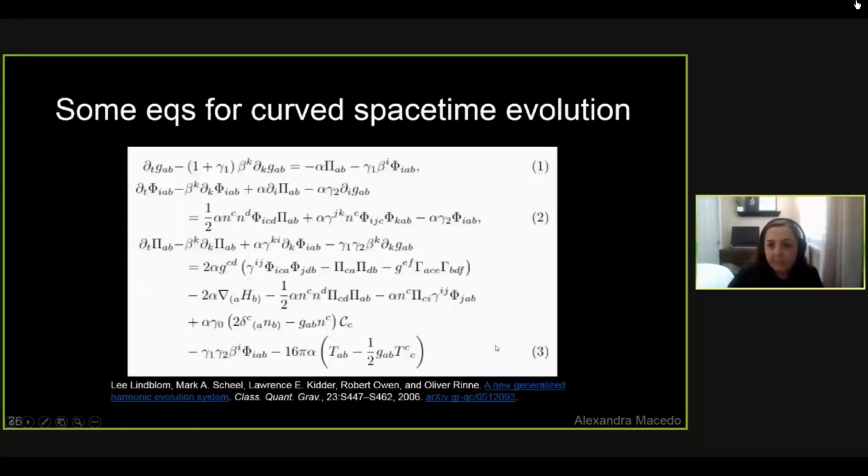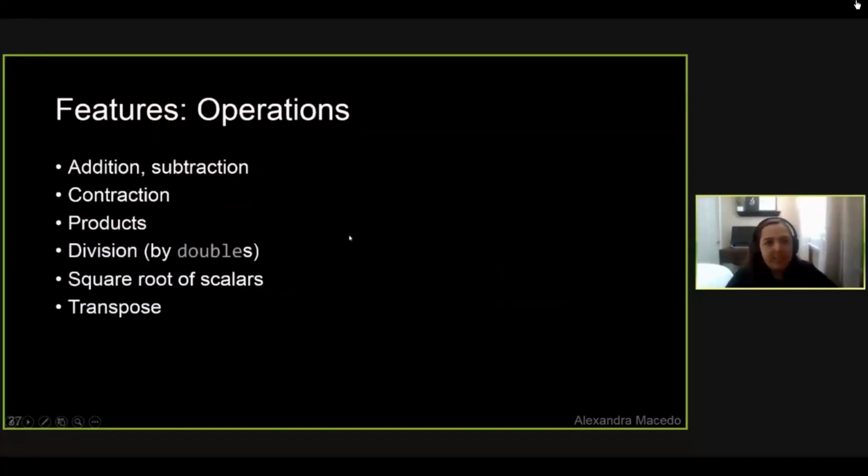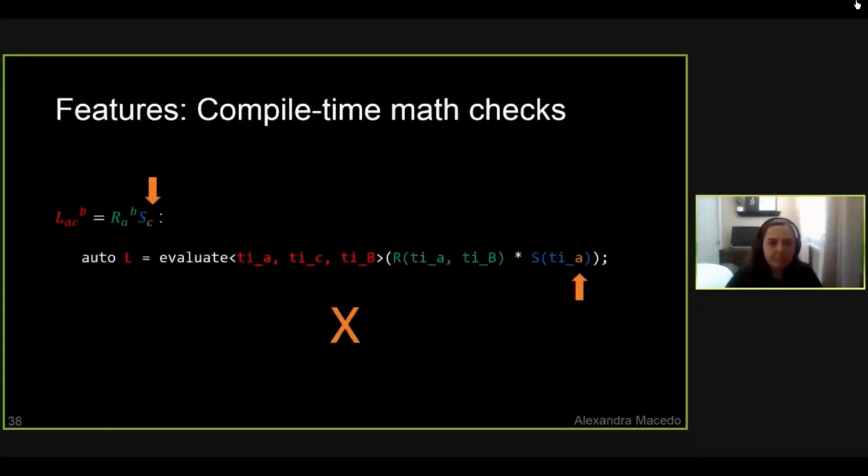And all of these things that I'm saying are even more important when you consider that SpECTRE is implementing scary equations like this for the evolution of spacetime, for curved spacetime. Writing the for loops for this and reading them is not fun. So what can this interface do? With tensors, you can do addition, subtraction, contraction, products. You can divide by doubles. You can take the square root of scalars, and you can transpose tensors, so change the order of the indices.